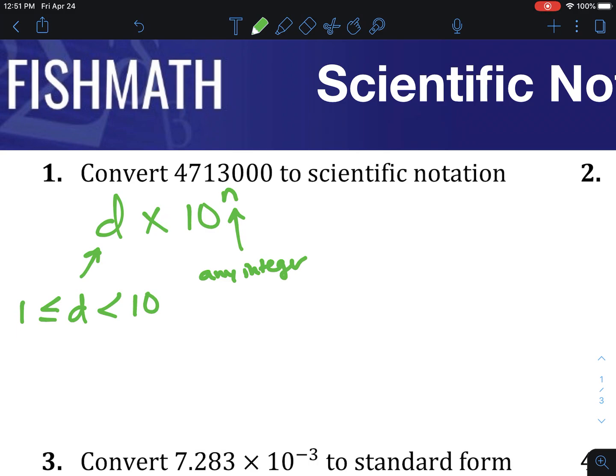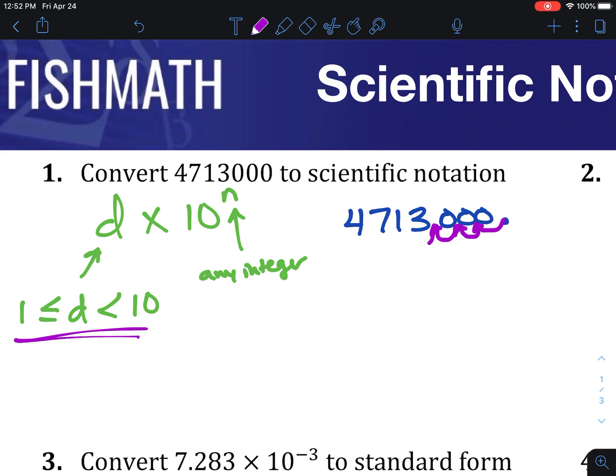Okay, so the way we do this is we take our number and we just move the decimal. So 4713 with 3 zeros. If you don't see the decimal, it starts on the right side. If it's ever not there, it's really on the right side. Now, we're going to move this decimal in until our number is in between 1 and 10. Right now, this number is way too big. If I move it 1 time in, our number is still too big. 2 times, still too big. 3 times. Now we've got 4,713.